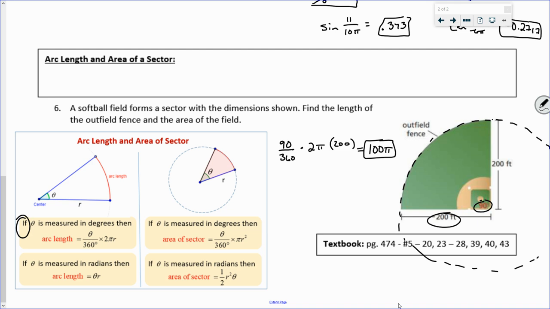And then area of the sector, again, it's still measured in degrees, so we're going to use the degree formula. Times pi 200 squared. While I'm typing this in the calculator, I do want you to know that I won't make you memorize these formulas. I just want you to be able to crank them. So, do with that what you will. I get 10,000 pi. And I guess this could be feet, and this could be feet squared because we're doing area. But neither here nor there.